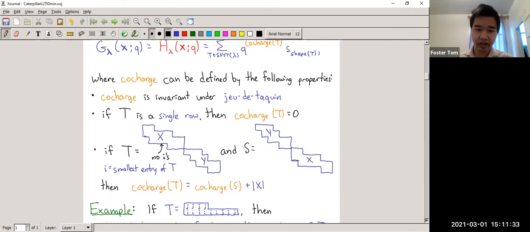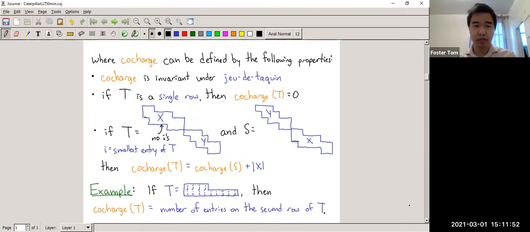So I've written out here properties that can be used to define cocharge. It might not be the classical definition you might be familiar with. I'm not really going to go into this too much. I'm just leaving this here in case anyone's interested in reading a way to define cocharge. But what I really wanted to take away is that cocharge is just some number associated to a tableau, and it's sort of bigger if you have a lot of entries on top of other entries.